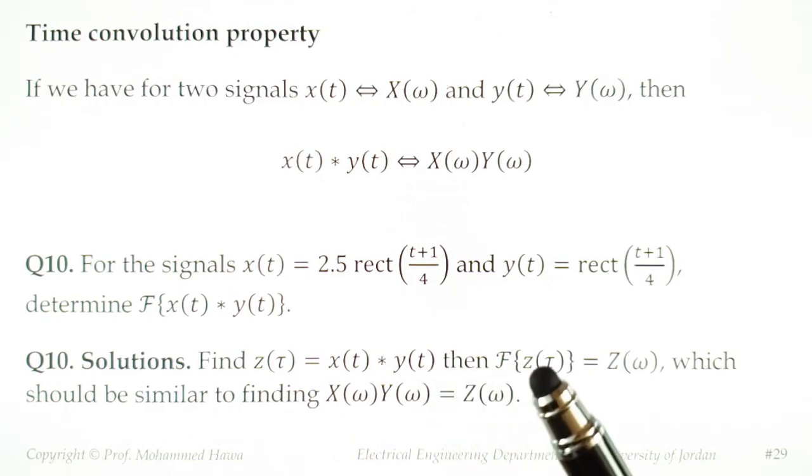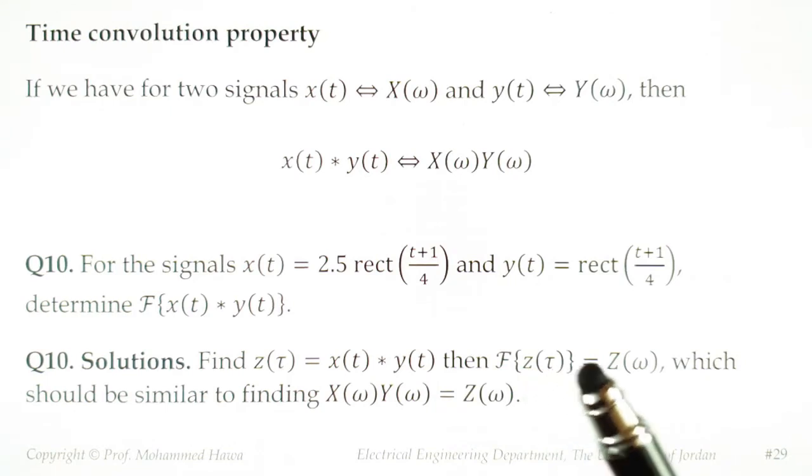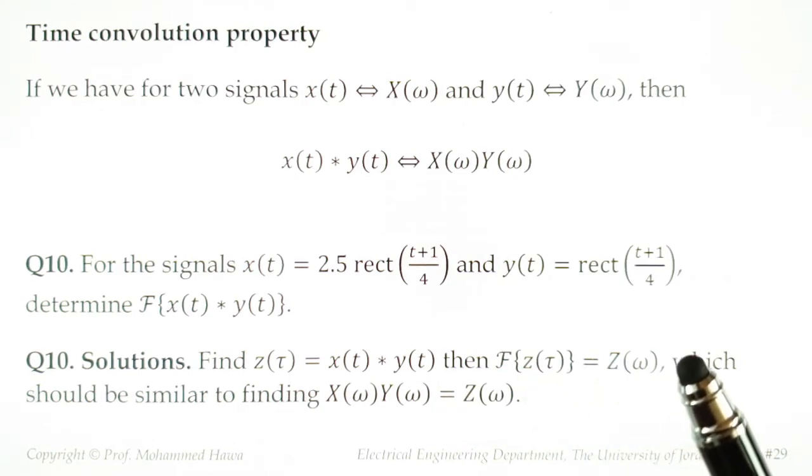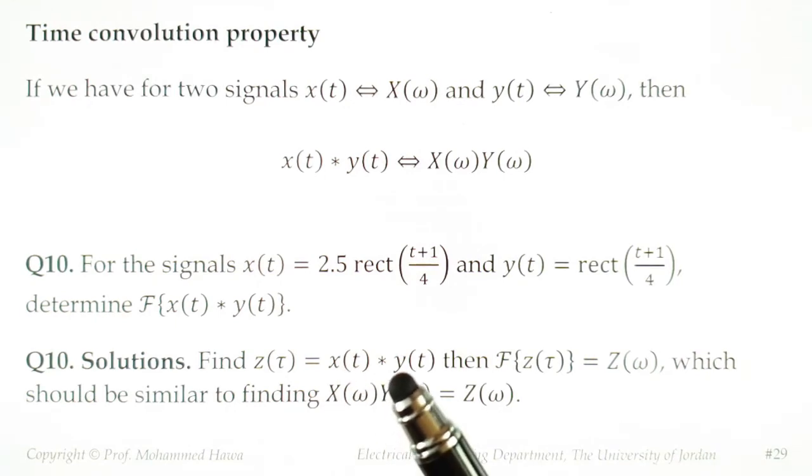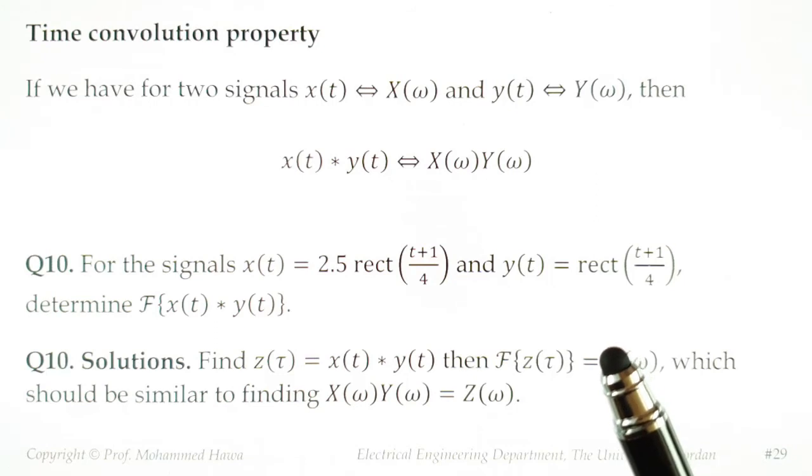And once I find z of tau in time domain, I want to find its Fourier transform, which is Z of omega. In the second technique, I want to find the Fourier transform of x of t by itself, which is X of omega, and the Fourier transform of y of t by itself, which is Y of omega. And then multiply X of omega by Y of omega in frequency domain and see if I get the same Z of omega that I obtained earlier. I think this will illustrate the property of time convolution much better than a proof.